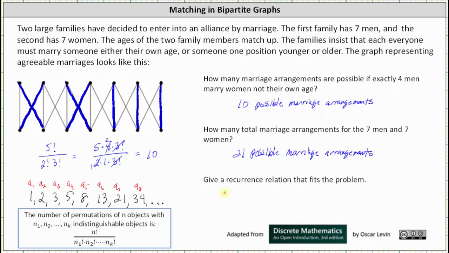And finally, we're asked to give a recurrence relation that fits this problem. We'll define the number of arrangements. We add the previous two terms in the sequence. So if a sub n is the number of marriage arrangements, a sub n is equal to a sub n minus 1, the term right before a sub n, and then plus the term before a sub n minus 1, which is a sub n minus 2.